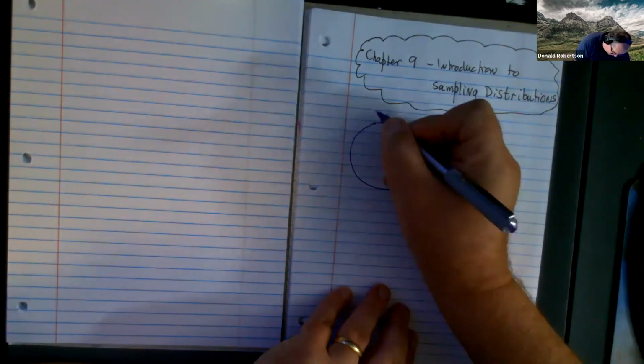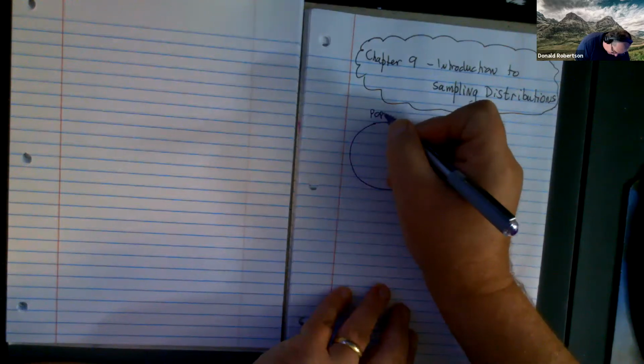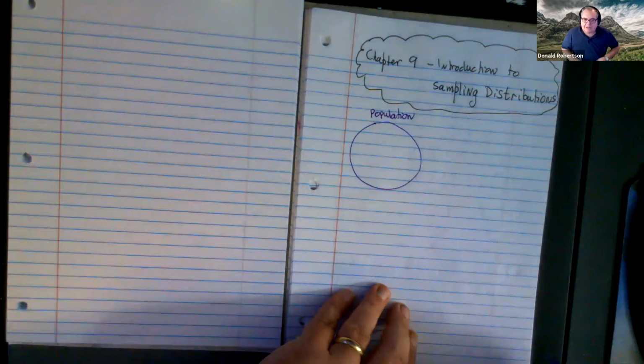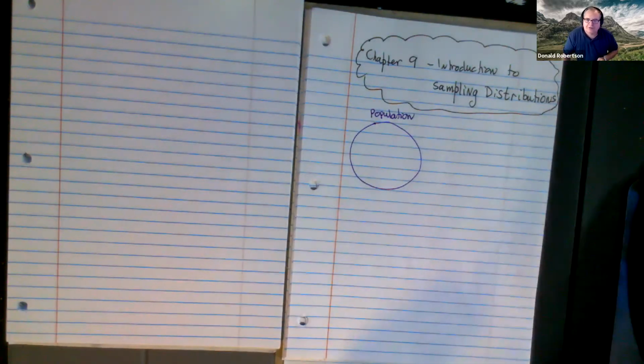So we have a thing called the population. The population would be everybody that you're interested in. So you might be interested in Scottish people, in which case the population would be all Scottish people. You might be interested in asking a question about high school students in America, in which case the population would be high school students in America. Right? And then we have a thing called a sample.